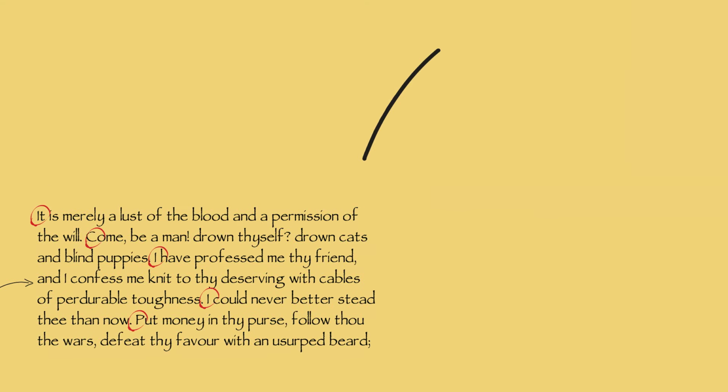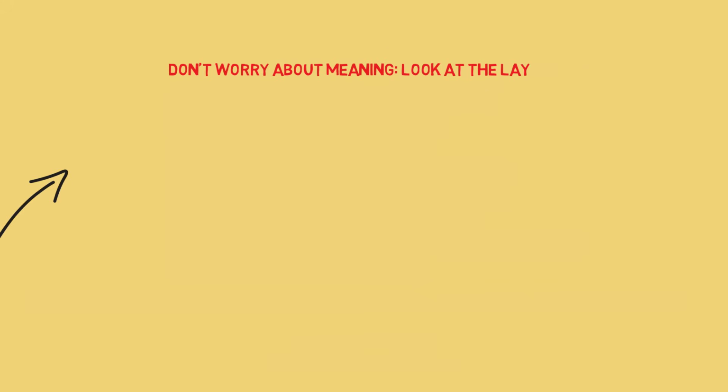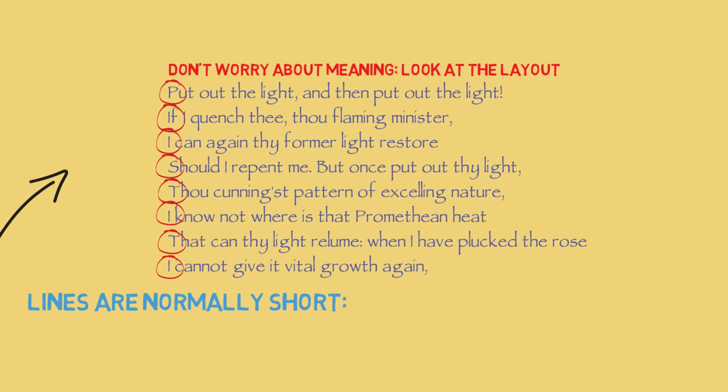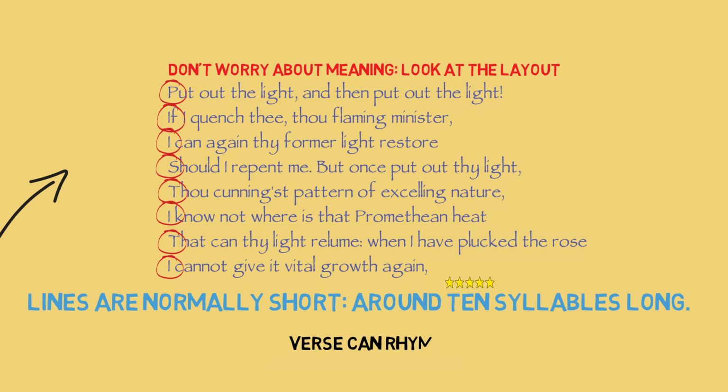Now, in contrast, let's have a look at some dialogue laid out in verse. And you should be able to see that it's laid out very differently. The first thing to notice is that each line begins with a capital letter. You'll also notice very broadly that the lines are relatively short. They're normally around 10 syllables long, but again, we'll go into all the detail about that a bit later. And verse can either rhyme or not rhyme. Either way, it's still verse.